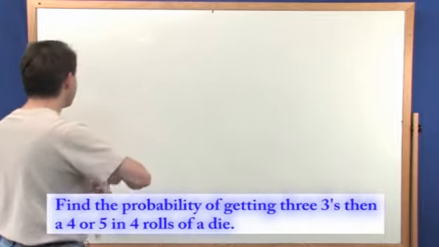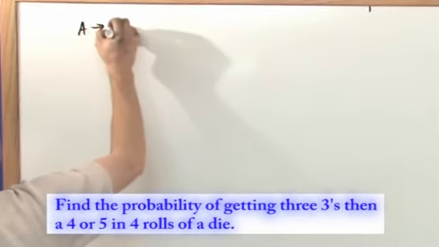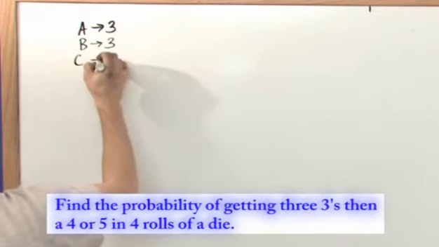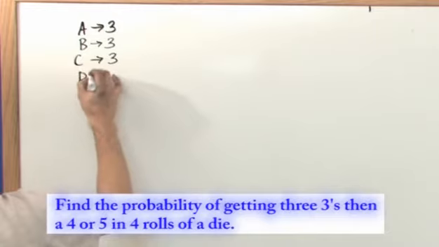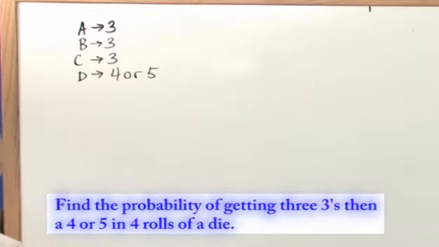So let's label our events. There's 4 events going on here. First event is getting a 3. Second event is also getting a 3. Third event is also getting a 3. Fourth event is getting a 4 or a 5. And these are independent events because these are just rolling dice. The fact that I get a 3 on the first one has nothing to do with getting anything on any of the other ones, so they're independent.